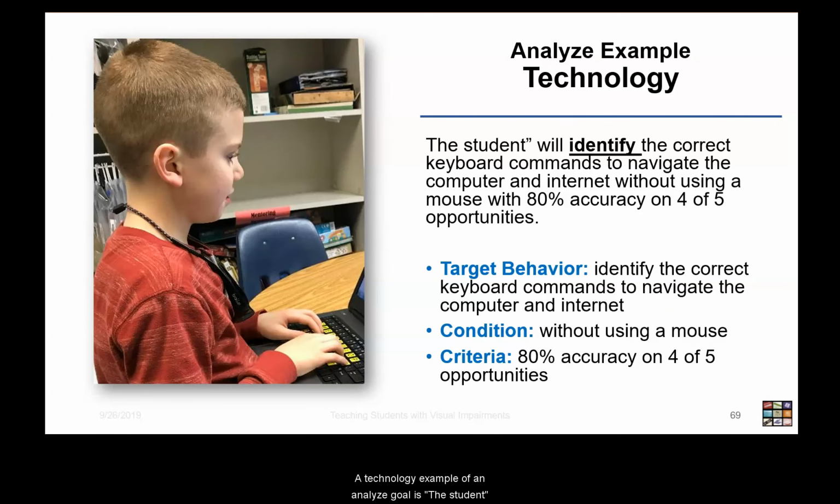A technology example of an analyzed goal is the student will identify the correct keyboard commands to navigate the computer and internet without using a mouse with 80% accuracy on 4 of 5 opportunities. In this goal, the target behavior is identify the correct keyboard commands to navigate the computer and internet. The condition is without using a mouse, and the criteria is 80% accuracy on 4 of 5 opportunities.